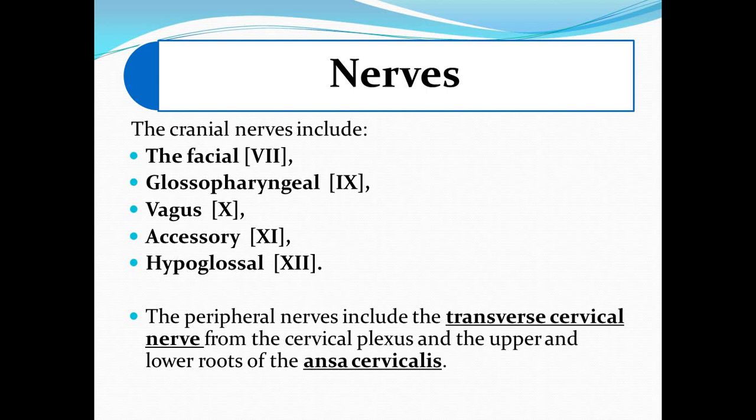Then there are several nerves that are passing through the anterior angle of the neck, including branches from cranial nerves and branches from peripheral nerves. The cranial nerves that are passing through the anterior angle of the neck include branches from the glossopharyngeal, vagus, accessory, and hypoglossal nerves. And the peripheral nerves include the transverse cervical nerve from the cervical plexus and the upper and lower roots of ansa cervicalis.